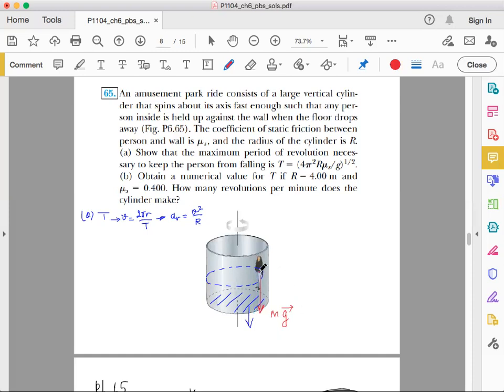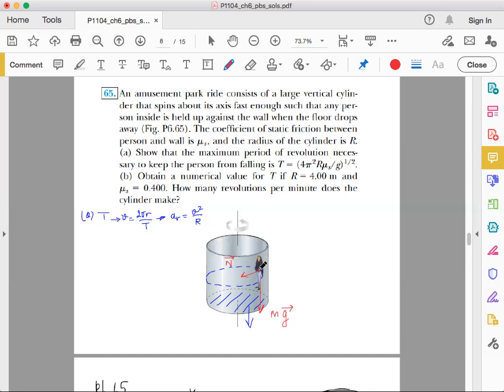Then, since the person is held to the wall, we know that there is a normal force applied by the surface of the cylinder, the wall itself, on the person. This force is perpendicular to the surface of contact between the person and the wall, which means that this normal force N is along the centripetal direction, because it points towards the center of the circle.